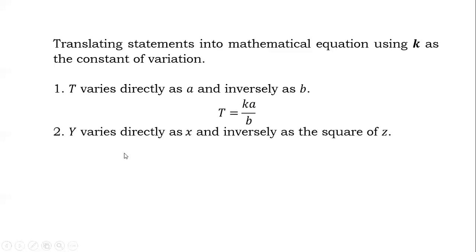Number two, we have y varies directly as x and inversely as the square of z. Always consider the terms used in the given statement. The mathematical equation for that is y equals k times x over z squared. It's because the statement says the square of z, so we need to square the z. So let's have an example.